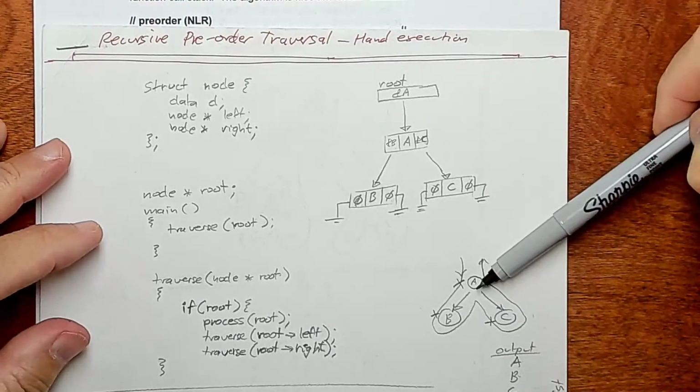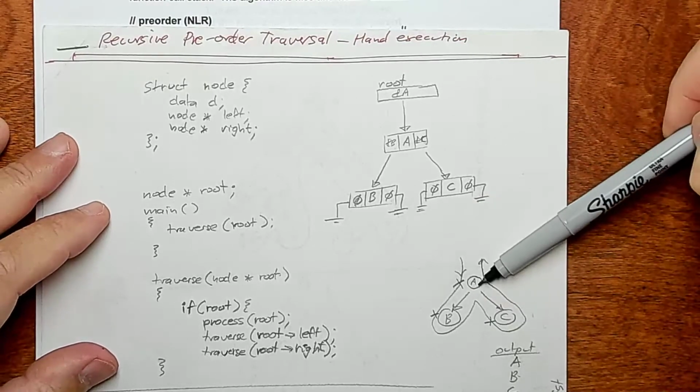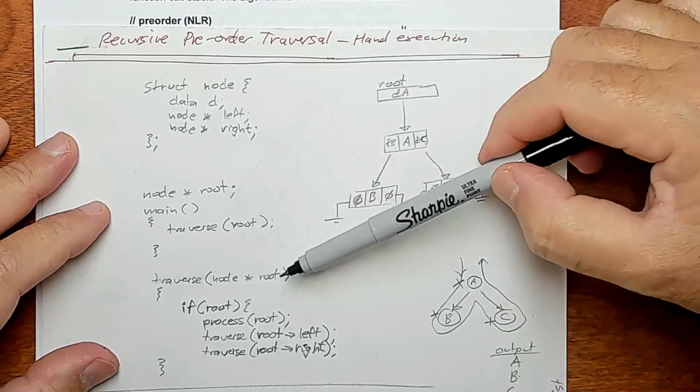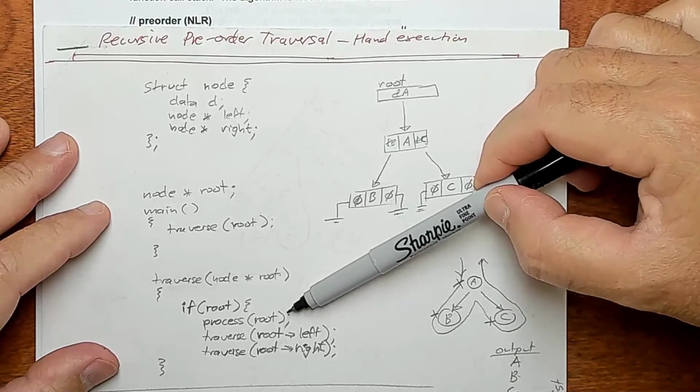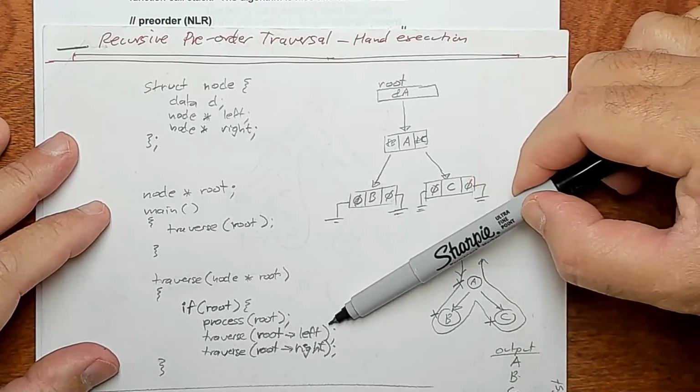So let's go through this on this tiny little tree just a little bit. Here I've got this tree with A, B, and C, and I'm going to do a pre-order traversal. So I'll do the process first, and then I'll do the left subtree and the right subtree.